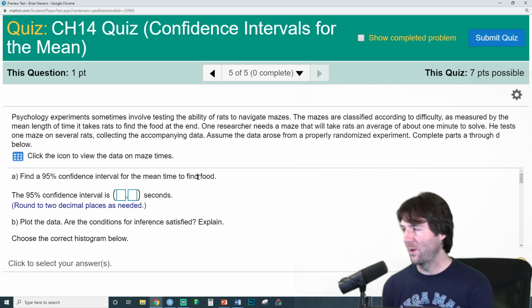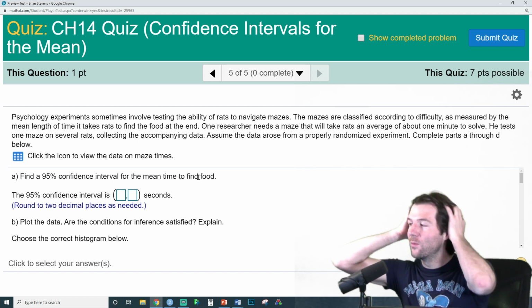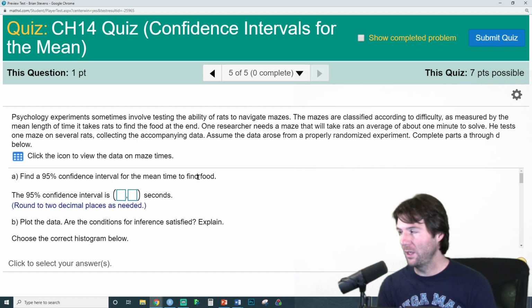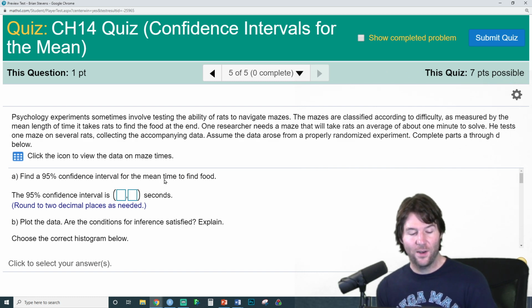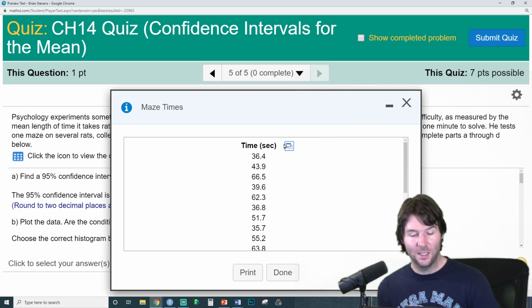So I think we'll be doing that tomorrow to focus in on it and make sure we understand what's going on. I think that'll really help out to do the next lab right there: finding a 95% confidence interval. So what we need is the data. You can see all this data right here.